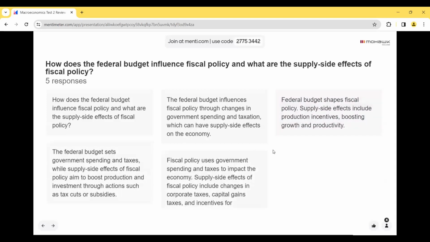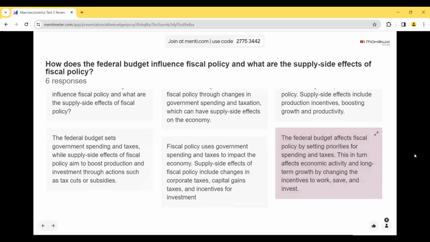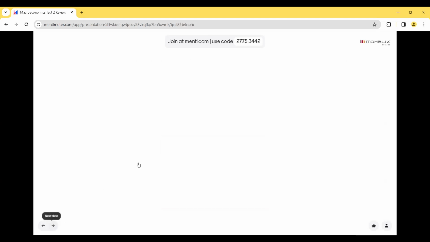The federal budget sets government spending and taxes, while supply side effects of fiscal policy aim to boost production and investment through actions such as tax cuts or subsidies. Fiscal policy uses government spending and taxes to impact the economy. Supply side effects of fiscal policy include changes in corporate taxes, capital gains taxes, and incentives for investment. The federal budget affects fiscal policy by setting priorities for spending and taxes. This in turn affects economic activity and long-term growth by changing the incentives to work, save, and invest.